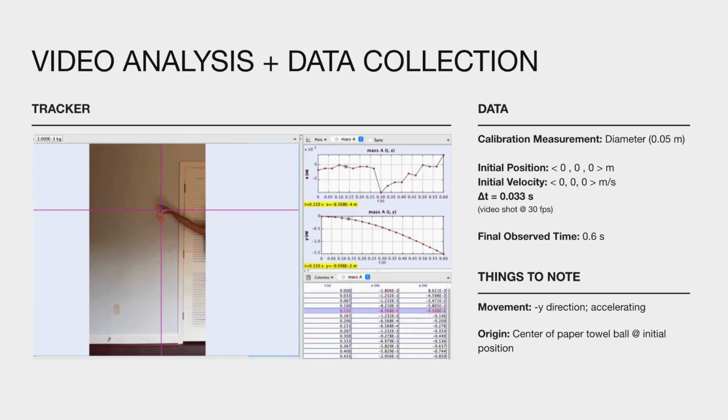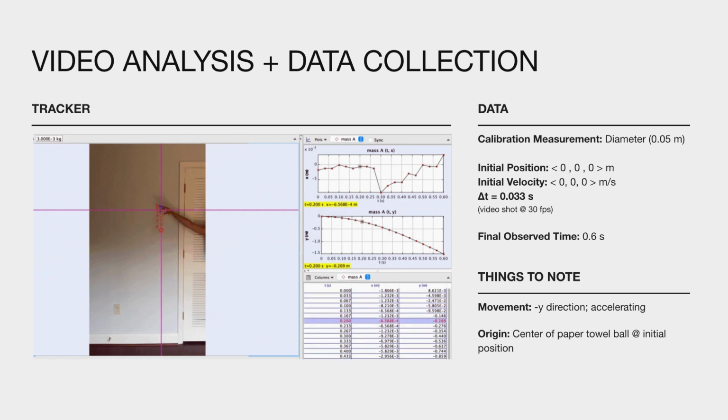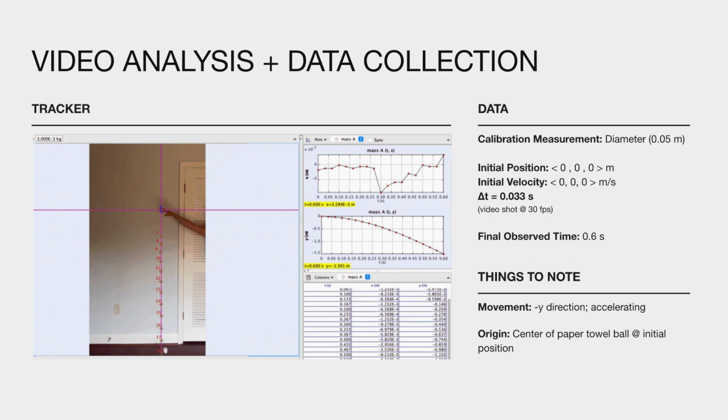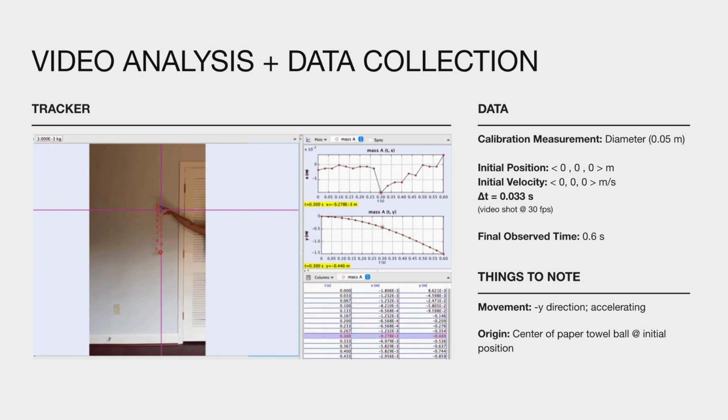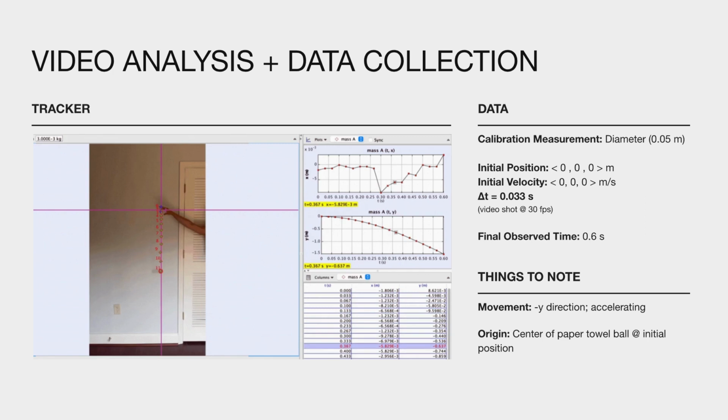Here you can see the video clip that tracks the motion of the falling paper towel. As mentioned earlier, I used the diameter of the paper towel for calibration. The initial position is the origin, which I set at the center of the paper towel ball, as well as the initial velocity, which is 0. The final observed time is also something I will use later for the GlowScript code.